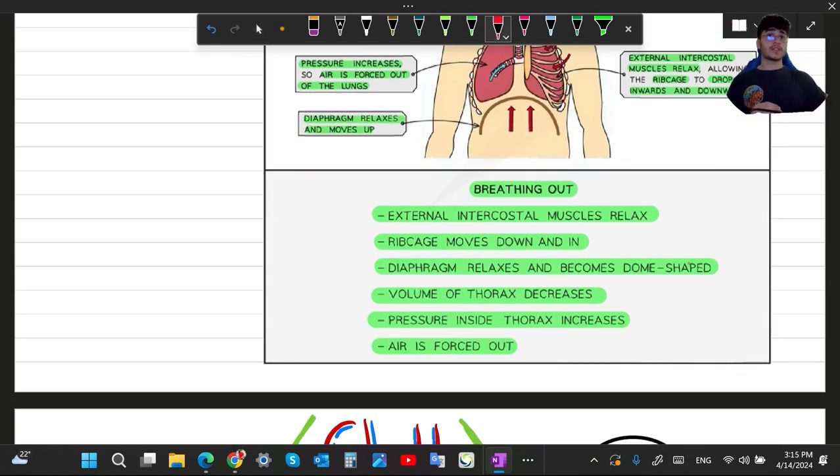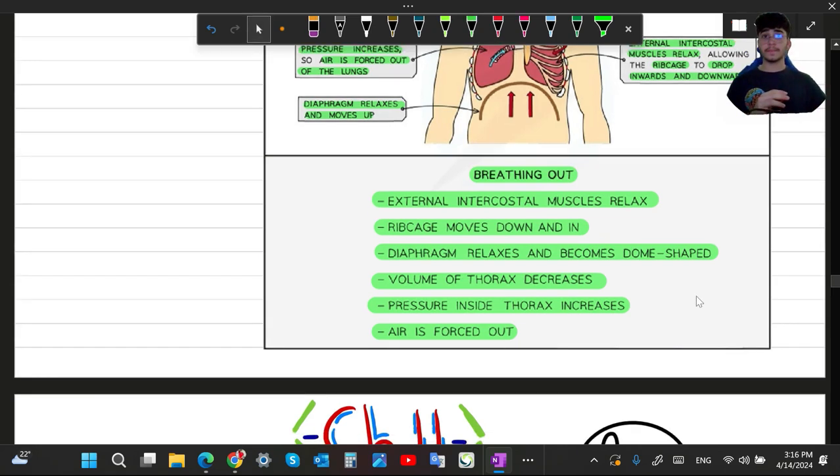Breathing out, external intercostal muscles relax. The rib cage moves down and in. The diaphragm relaxes and becomes dome-shaped. Moving inward, volume of thorax decreases. Pressure inside the thorax is going to increase and air is forced outward. Exactly the opposite of inhalation.